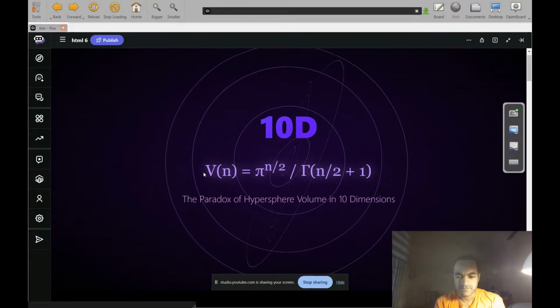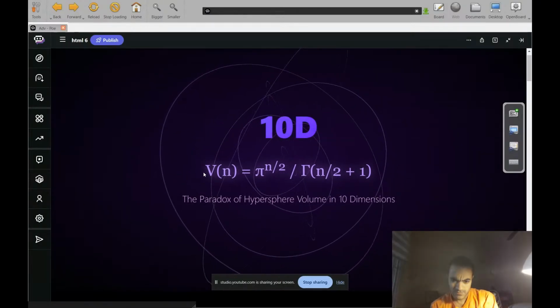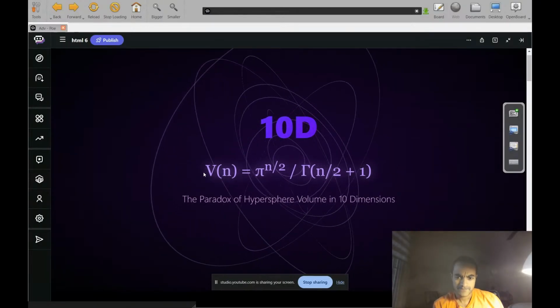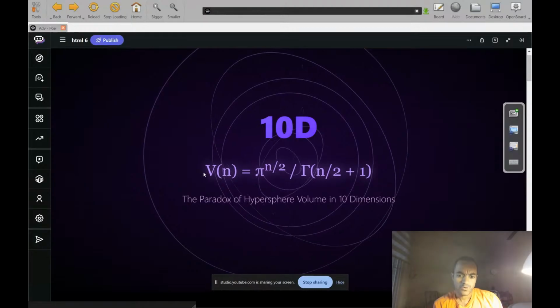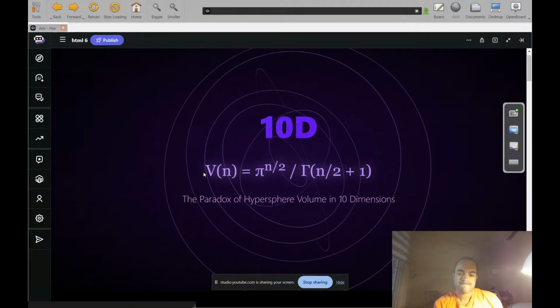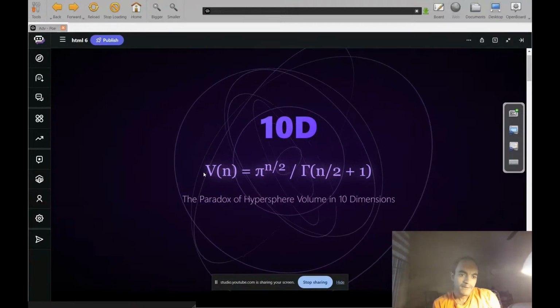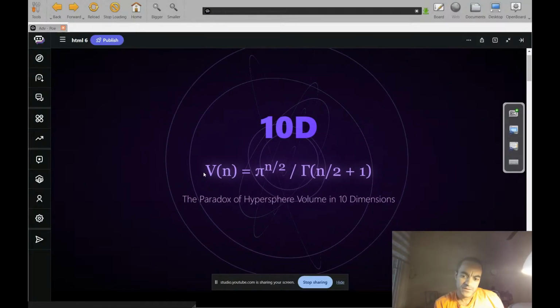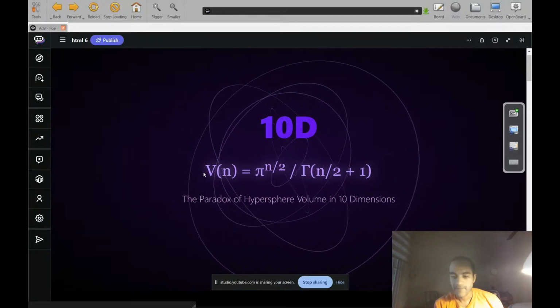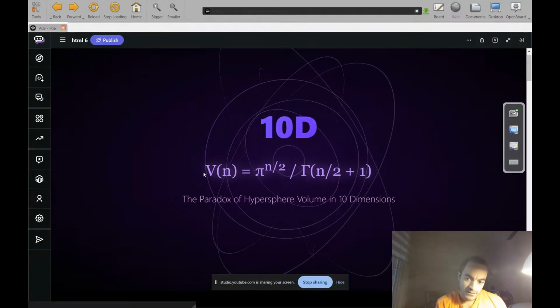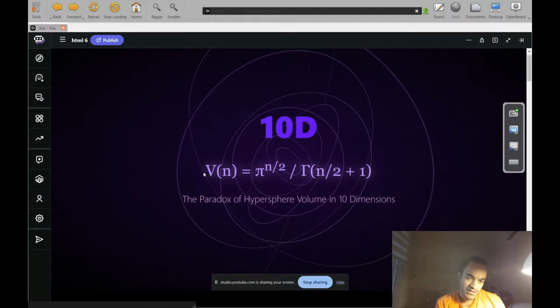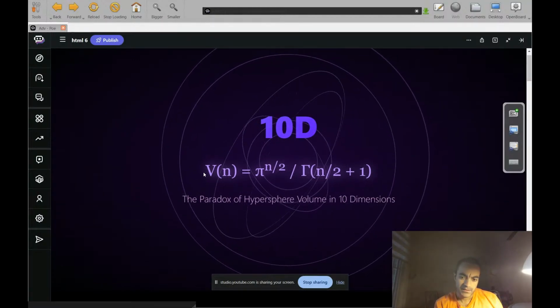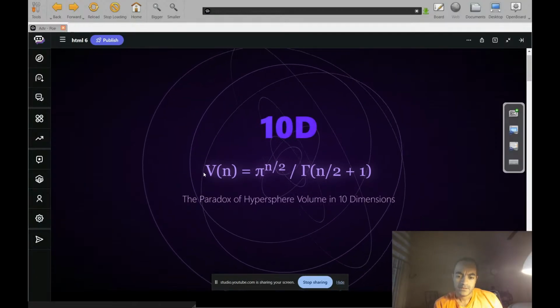We're looking at this formula here, and we're going to apply it to 10 dimensions. So let n equal 10. This means we have a hypersphere in 10 dimensions. Numerically, it's pretty easy to calculate. You just plug in n equals 10. It's nothing.